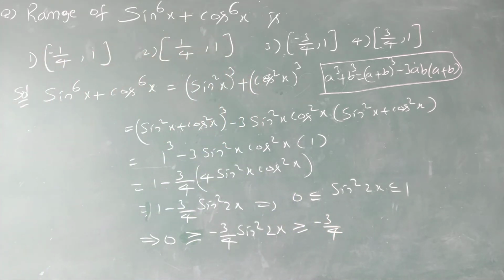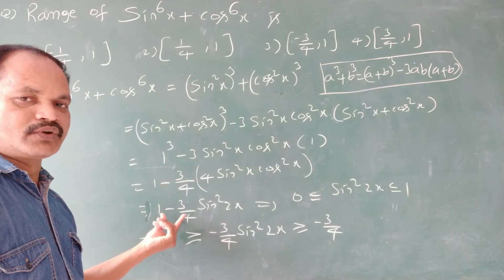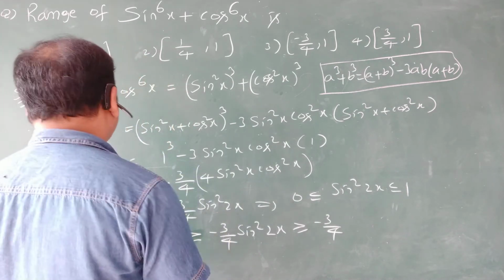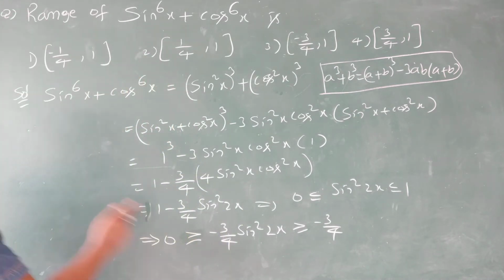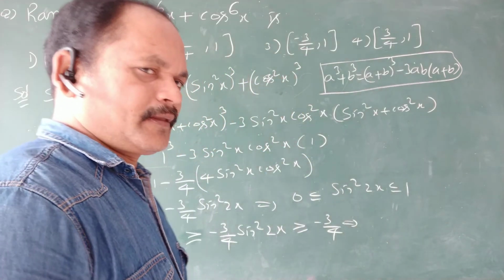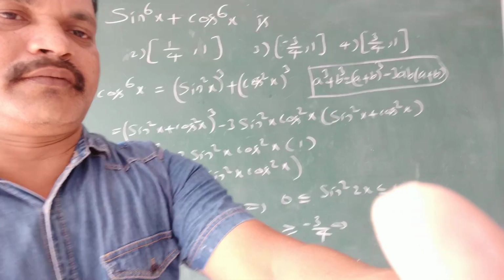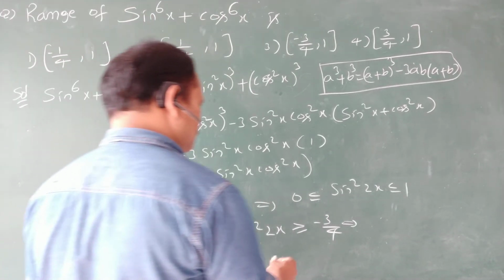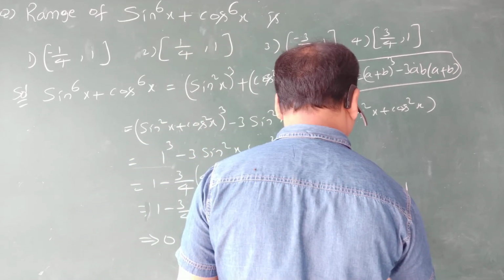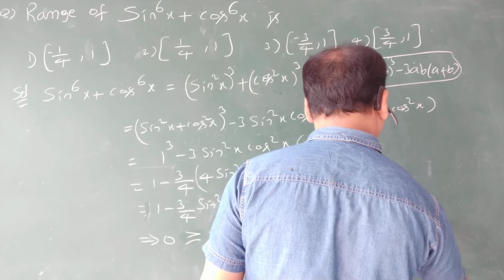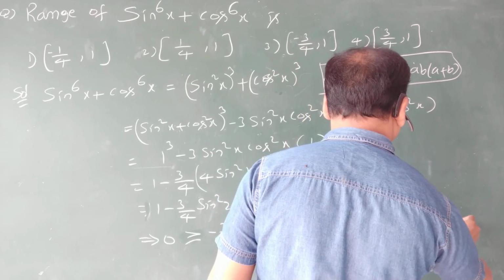That's all. Now add 1 on both sides, since required is 1 minus 3 by 4 sine square 2x. Add 1 on both sides for this one. Then here we get, now we have to rearrange this one. So this is minus 3 by 4 less than or equal to minus 3 by 4 sine square 2x less than or equal to 0.